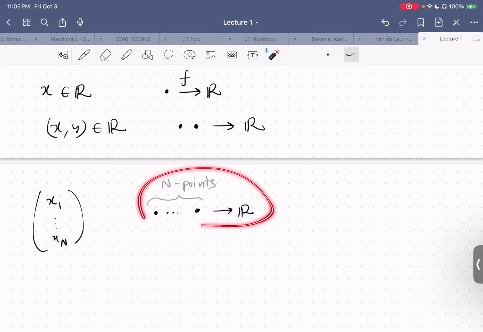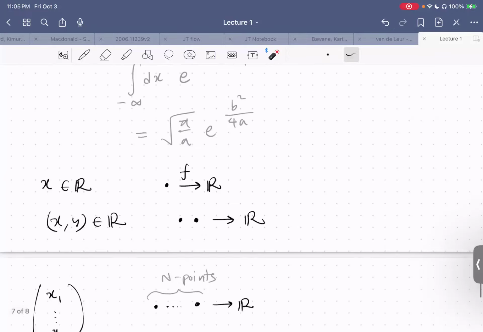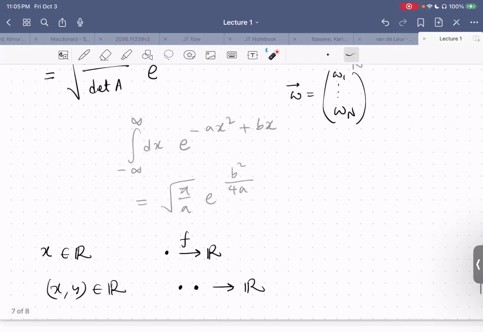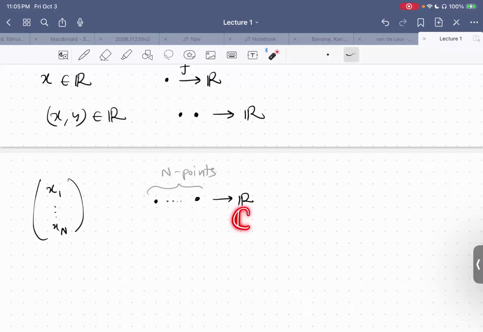Because such a function would assign a real number to each point, and there are n points, so there will be n real numbers, and that's it. So does this also apply to complex numbers? Yes, absolutely. If you replace R with complex numbers, that would give you a complex n-dimensional vector. You can replace this with anything, and this will give you an n-dimensional that thing. Okay.